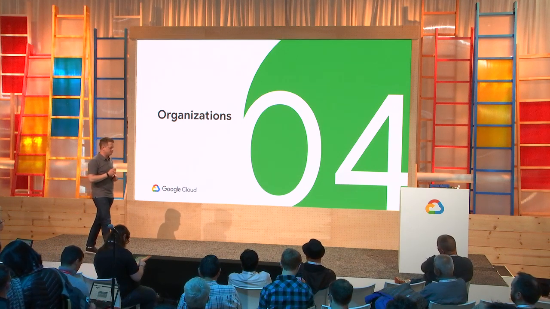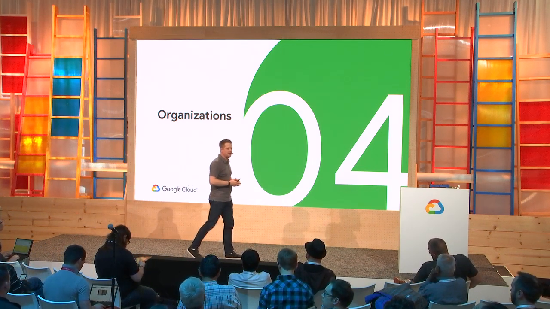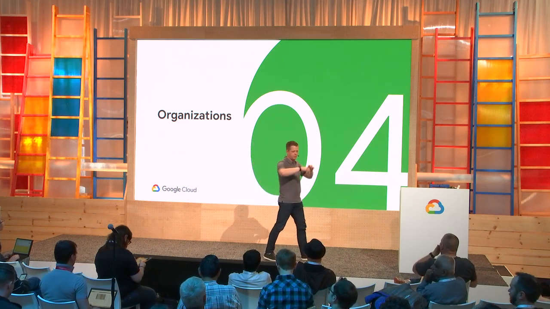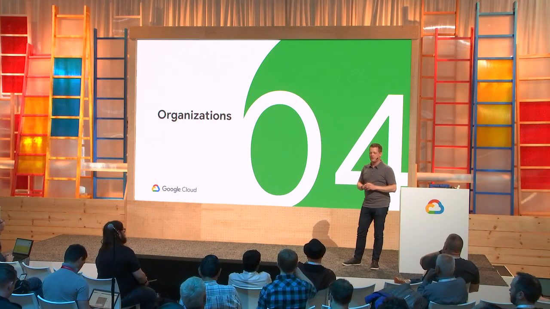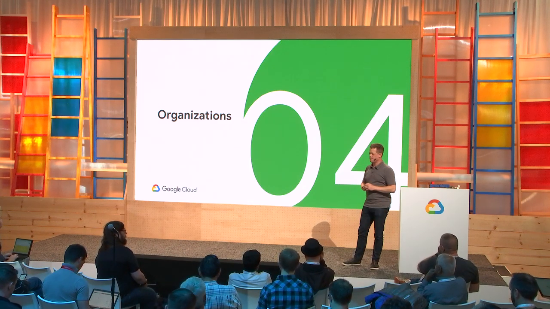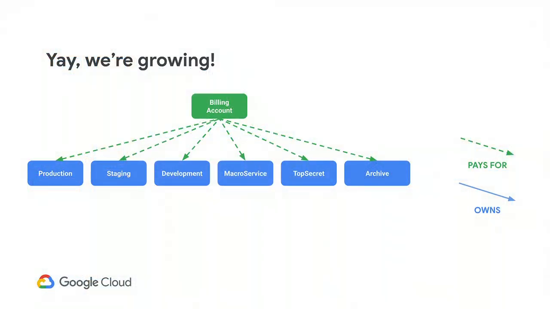So our startup is growing. Bob and Alice now have dozens of teammates, and we're going to put an organization in place to help manage policy and control all of these projects in our world now. Probably a best practice to do from the start, but the startup didn't know that, so they're evolving as they go. So we've grown. We have a whole range of projects.